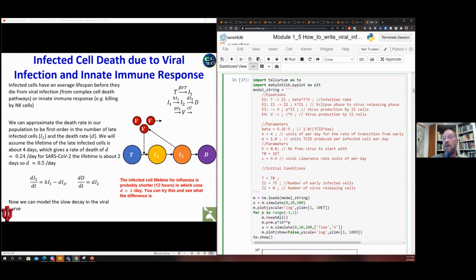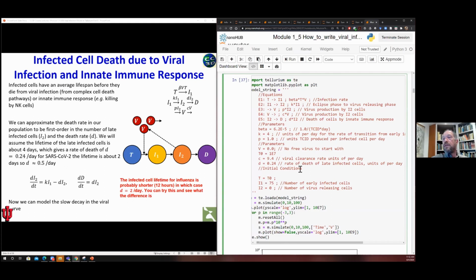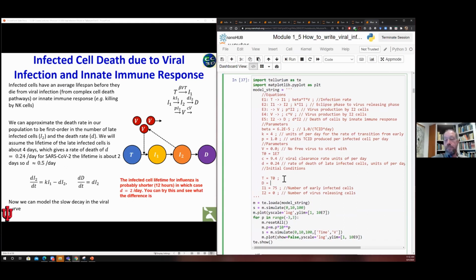Add a reaction; you should do it your own way. I'll type I2 goes to nothing. Sorry, no, to D. I'm creating a class D. And the rate is going to be D times I2. So I'll have death of the cells by innate immune response. I have to give my parameter value, D equals, we'll start with 0.24, in units per day. And we'll say that the initial number of dead cells is 0. Okay, and let's run that.